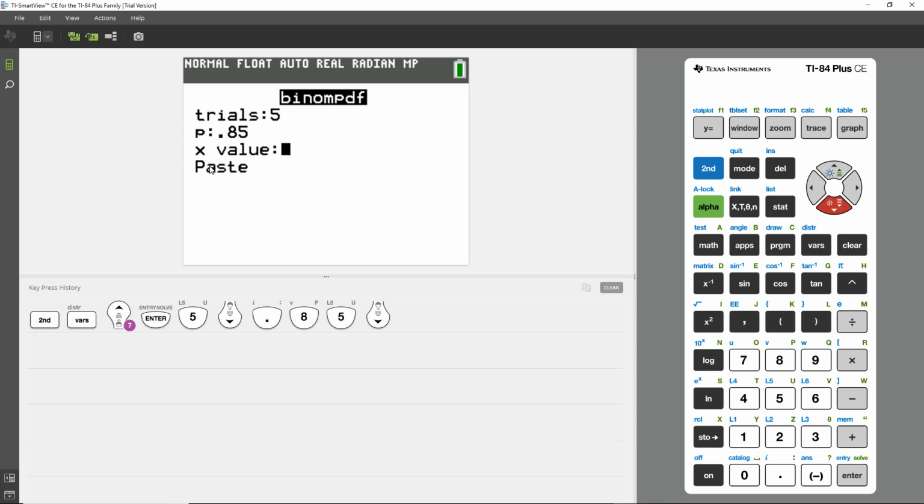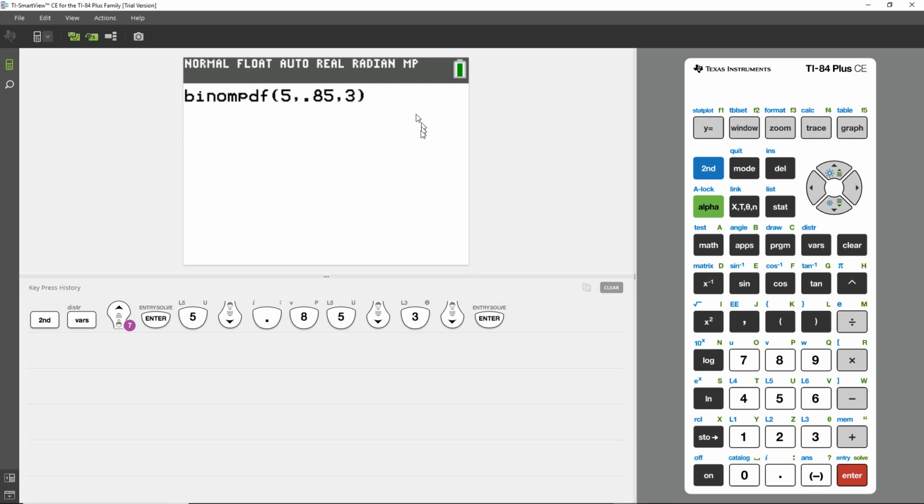What is the X value? In other words, what is the probability that I want? Like exactly out of how many? So I want to know the probability of exactly 3. So that's what I do. I put that in, and now this will paste to the home screen.